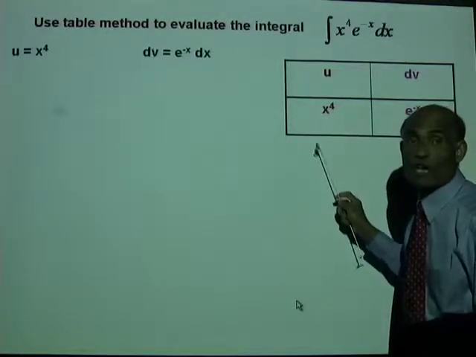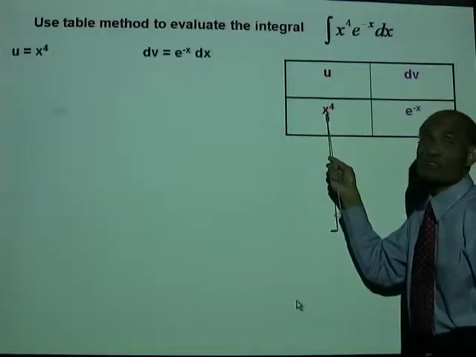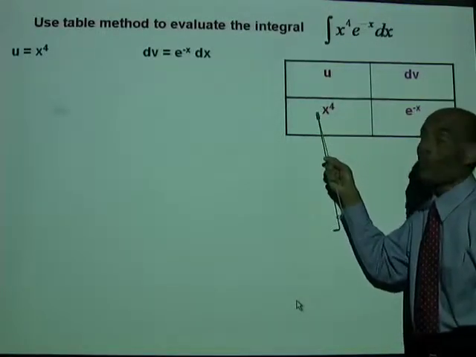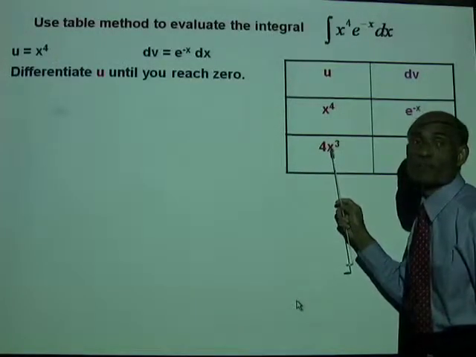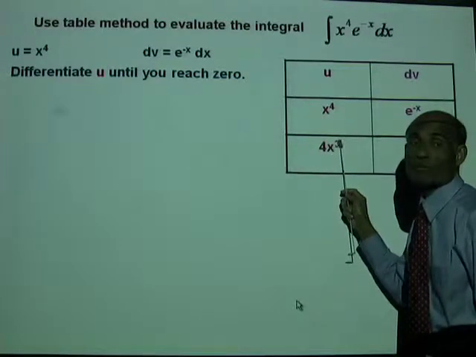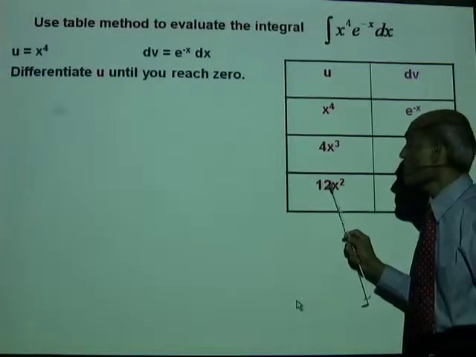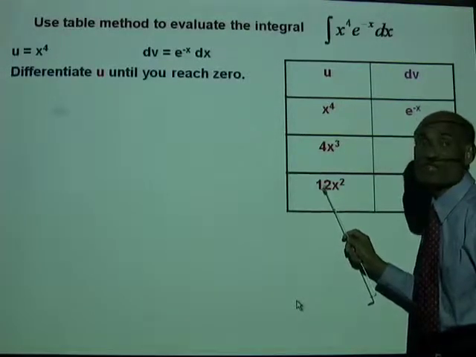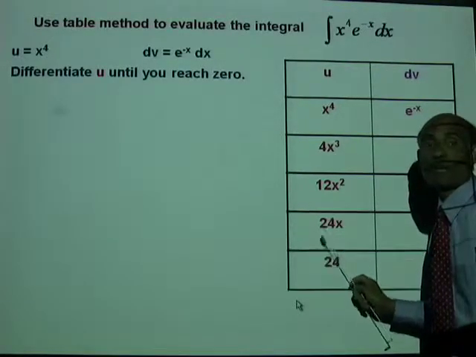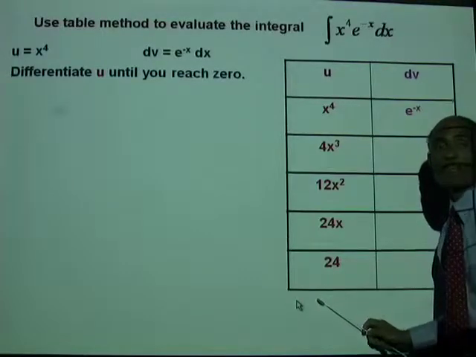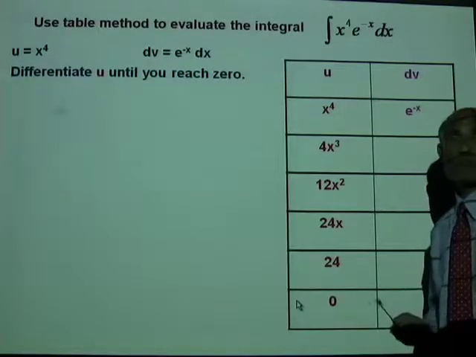Differentiate x to the power of 4 continuously until you reach 0. The derivative of x to the power of 4 is 4x to the power of 3. The derivative of 4x to the power of 3 is 12x squared. The derivative of 12x squared is 24x. And the derivative of 24x is 24. And finally, the derivative of 24 is 0. We have reached 0 and we stop there.